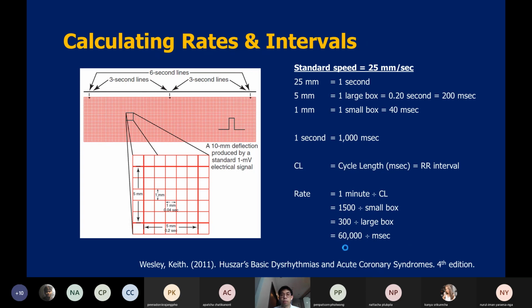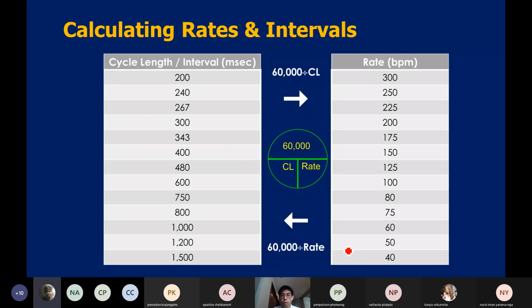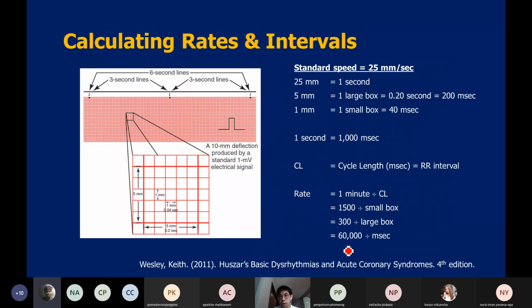Is it 60,000 divided by milliseconds? Yeah, sorry, it's divided. Sorry, I used the wrong word. It's all divided.